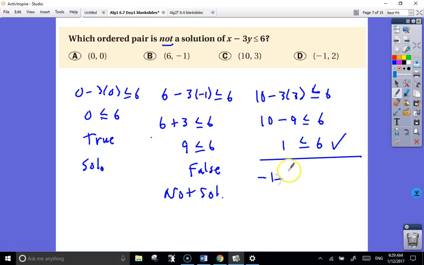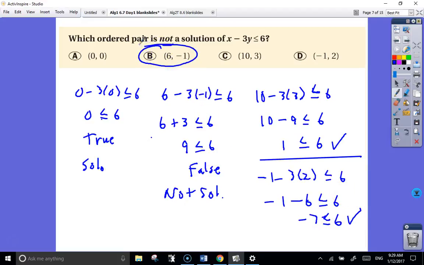negative 1 minus 3 times negative 2 is less than or equal to 6. So negative 1 minus 6 is less than or equal to 6. Negative 7 is less than or equal to 6. That is true, right? So the answer to this multiple choice question was B. The only one that led to a false statement was this B, when we plugged in 6 and negative 1. So that is the answer.